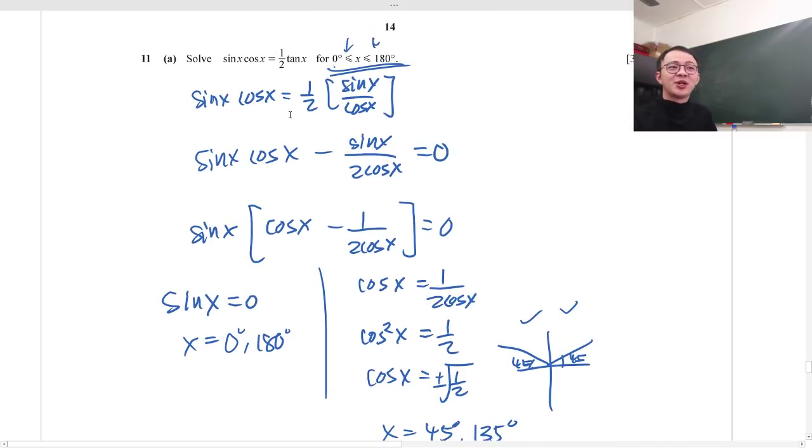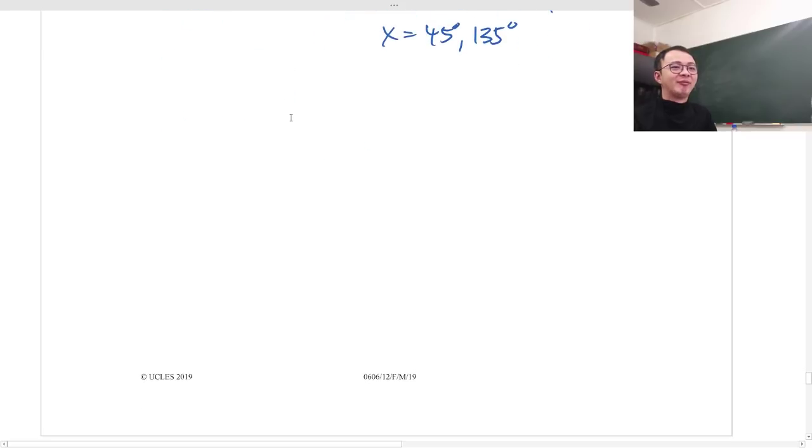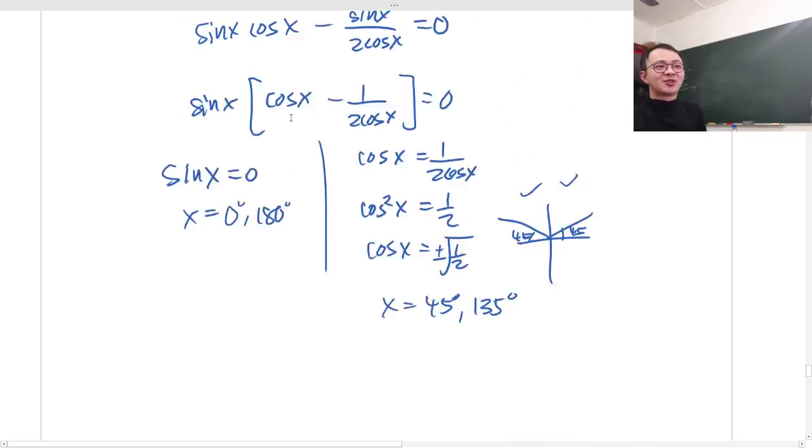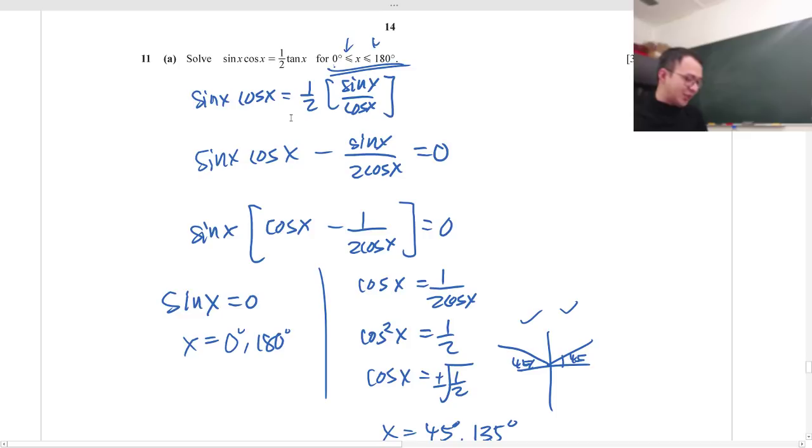How do you get sine square 2x? I am a bit lost. Can you scroll up? Yeah, I scroll up already. Any issue here? Yeah, there's no sine square 2x here. Here you mean this one you need to change to 1 minus sine square x? I don't think so. I mean you can do that, but it's not a good idea.